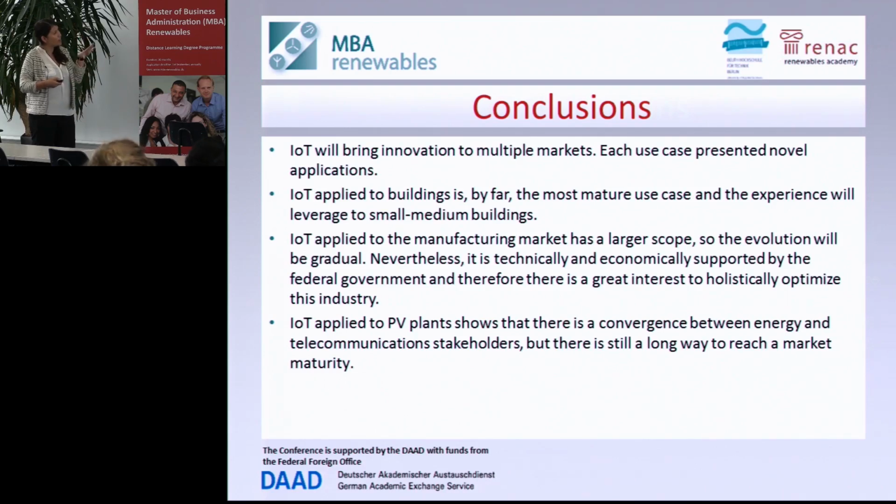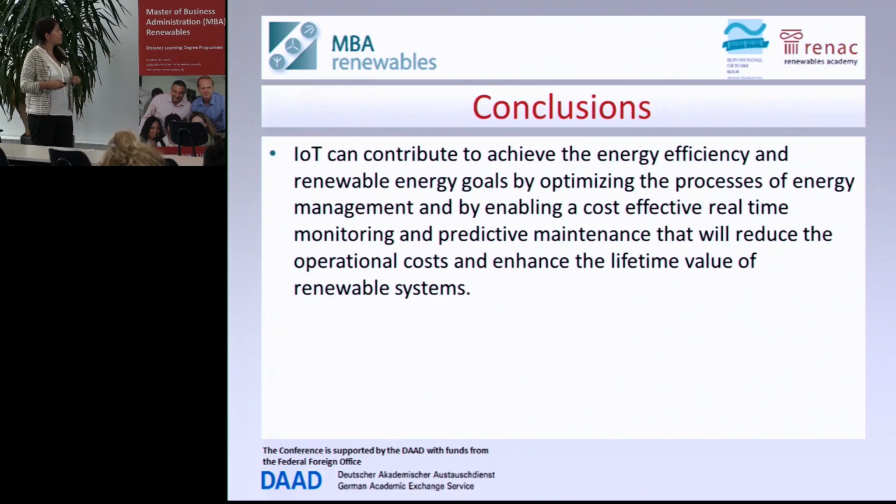In the case of manufacture, okay, it is not like the main goal, but the technology is there. There is this support by the federal government, and therefore I think that there is interest to achieve a holistic optimization. And for PV plants and renewable plants in general, there's still a long way to go, but I saw that there is a convergence between renewable technology and telecommunications stakeholders.